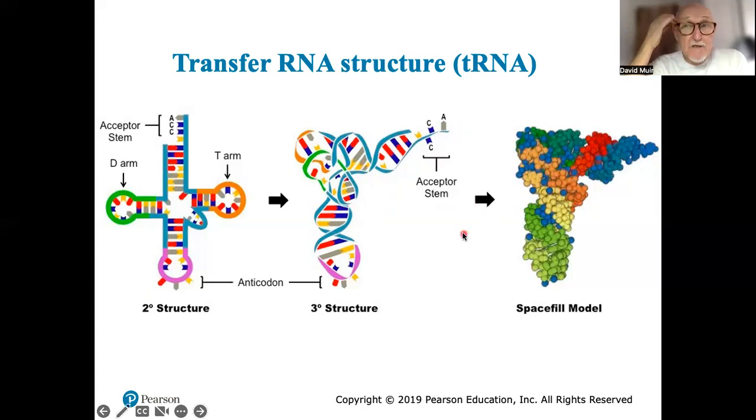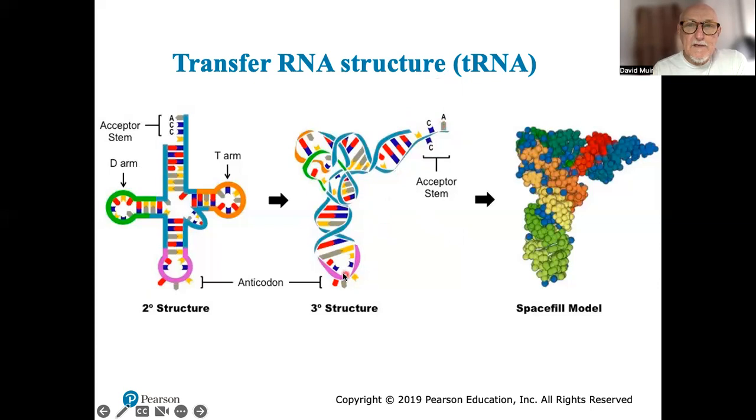I will just mention now, but we'll talk about it in a little bit more detail in a minute. There are 2 really critically important areas of this little molecule. The first is the 3' end here. It's called the acceptor stem because this is where an amino acid binds. And the other important end is here. There are 3 bases here whose code is for this amino acid.